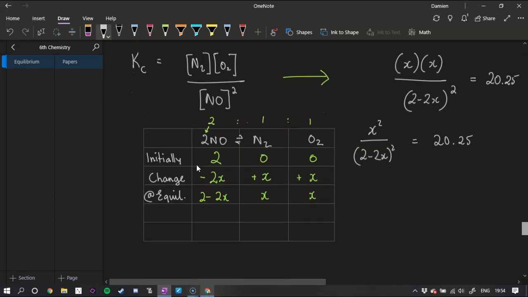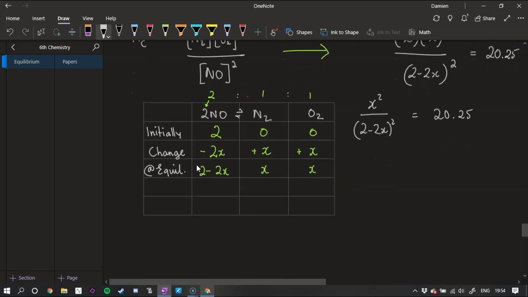At this point now, you can get the square root of both sides. If you apply a square root to this side, it gets rid of the squares, but you're going to have to do it to that side as well in order to keep it balanced. That leaves us with x over 2 minus 2x, and that equals the square root of 20.25, which I worked out to be 4.5.